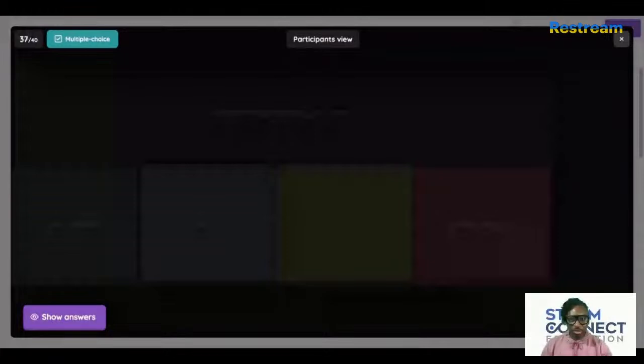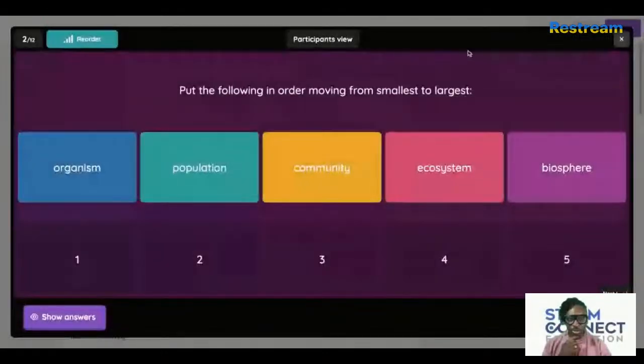Let's move on to some ecology questions. So give me just a second. We're going to flip. We're going to pull in some ecology. And let's see what we got here. Let's see if you can do this one. And you can put the numbers in the correct order in the chat. All right, put these in the correct order from the smallest to the largest.